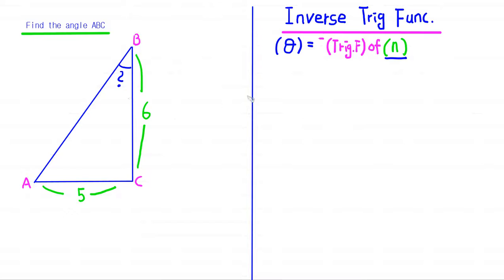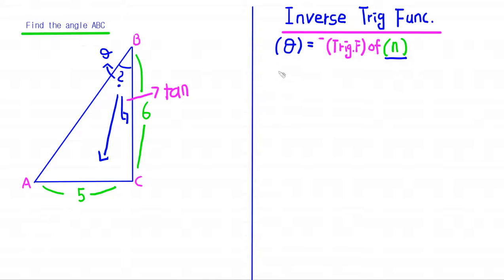Let's see. I'll call this angle theta. We have the opposite and the adjacent side. If you remember our trigonometric functions, sine, cosine, or tangent, the opposite over adjacent is equal to tangent. So that's why we use tangent. We apply tangent in this right triangle, finding this angle ABC.